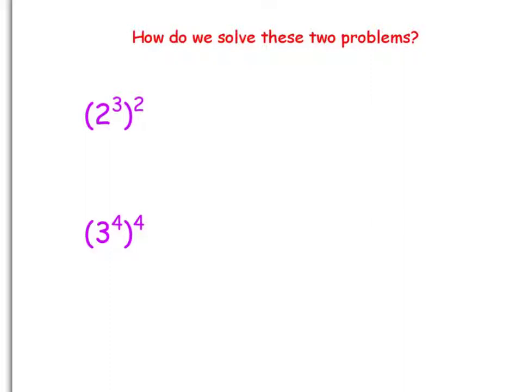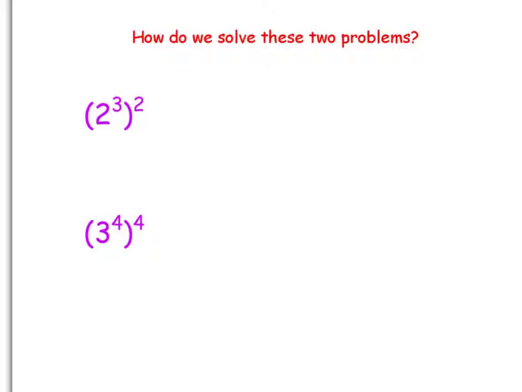So I want to know how to solve these two problems. Here I have a power, 2 to the 3rd, to another power. So this is called power of a power. But let's take it back a step before we worry about what the rule is and look at how I would solve 2 to the 3rd to the 2nd power.